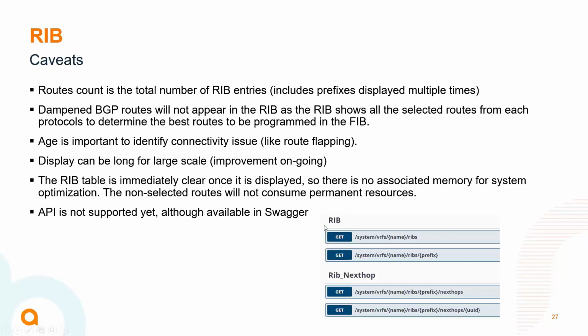You will see that this RIB is available in Swagger in the OpenAPI specification, but the API is not yet supported. So if you try a call on that one, you will get no answer.